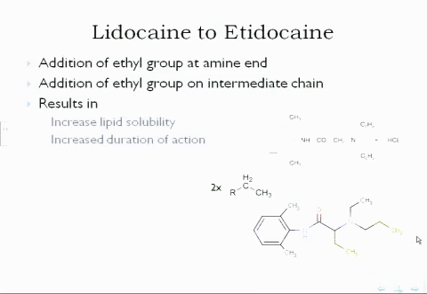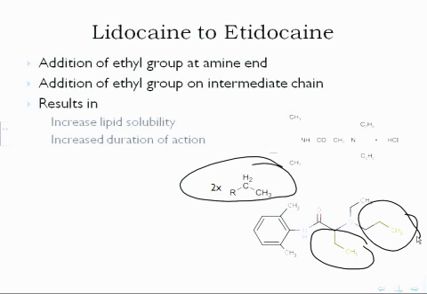Now, lidocaine, on the other hand, is an amide. This amide can be converted into a derivative called etidocaine. Etidocaine is produced by adding ethyl groups at the amine group and the intermediate chain, and that really changes the way the molecule functions. What the actual ethyl group looks like is this, and you're adding it here and here. So those are the two areas you're adding it to. And when that happens, you increase the lipid solubility of the agent, and you increase the duration of action. And the onset speed of this medication is pretty fast. The downside to it is it has a little bit more toxicity, as we'll talk about a little later.